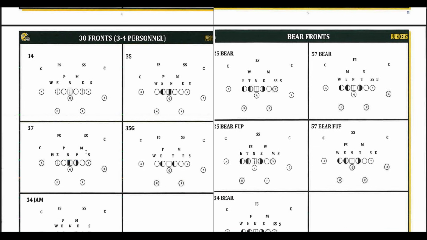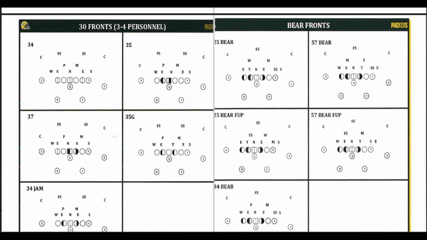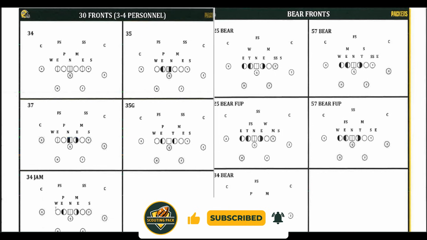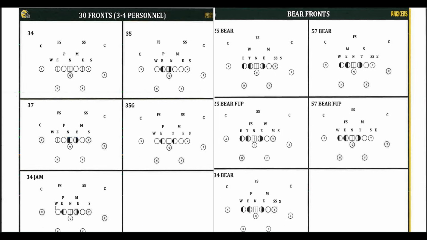Then we get into our 30 fronts, right? 3-4 personnel, 3 down linemen, 4 standing linebackers. And some playbooks use a J, the jack. Here they use the P to identify that extra linebacker, and they call him the plug. So that weak side inside linebacker they call the plug. And some offensive identifiers call him the jack.